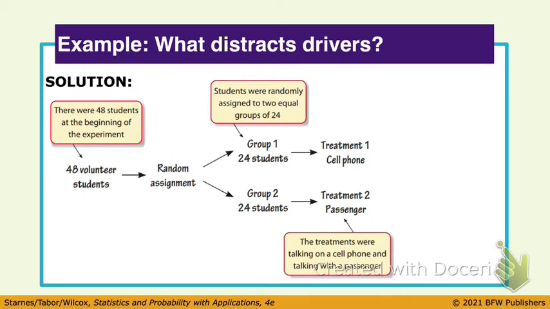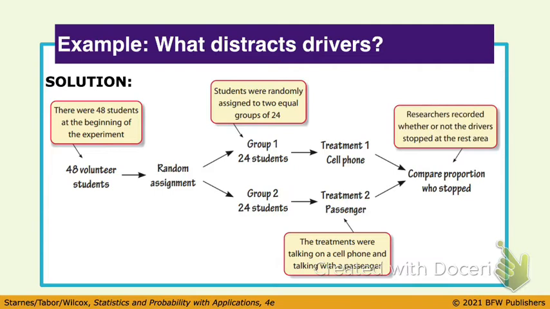And what's our final step of the tree diagram? What's our final thing that we need to do? We're going to bring them back together and we're going to compare whether or not they stopped at the rest stop, okay? Again, I want to compare the response variable. What am I actually looking at? I don't want to compare what they talked about, because I don't care what they talked about. I just want to compare the variable that I'm measuring, and that's whether or not they stopped.